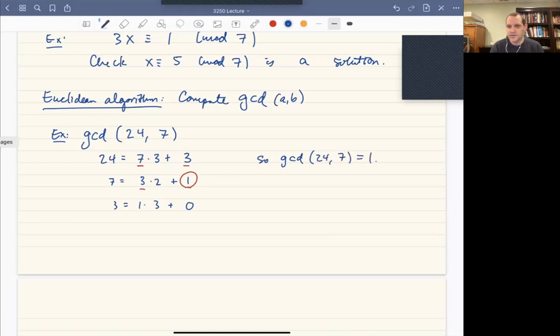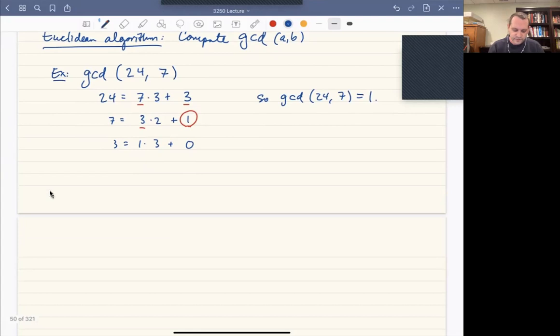7's prime, 24 is not a multiple of 7, so the GCD is 1. So what I want to do is explain why this process works, explain how the algorithm works, why it's a particularly efficient algorithm, and then we'll do some examples, and then we'll see what this has to do with linear congruences. So that's the master plan here. So the first thing, and I'll just call this a proposition.